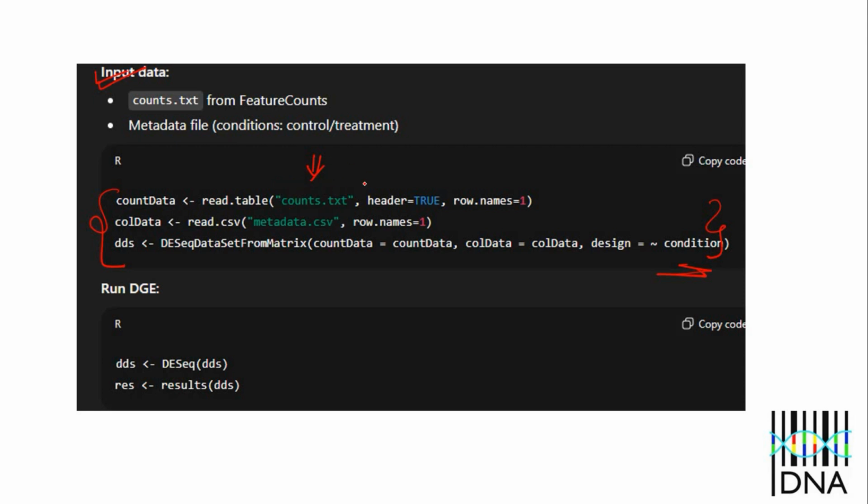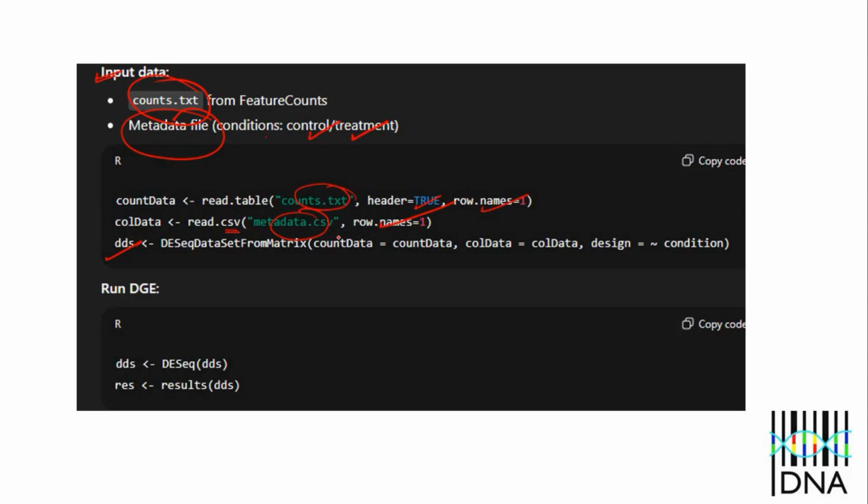Okay. Then we give the conditions. After running this command, then after preparing the sample metadata, now we prepare the input data. For inputting data, we require the feature count file. Then we create a metadata file with condition. Here control and treatment mean different environments. Count data, read.table, then count text, header true, row.names 1. Then read the CSV file, metadata CSV, row.names 2. And this is the command.